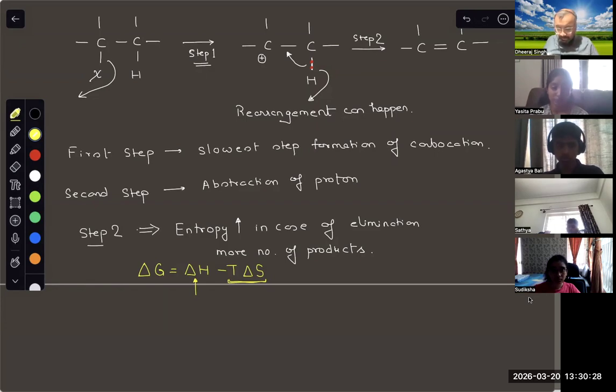Basically, I don't want to tell you unnecessary complicated stuff. Because of the increase in temperature, delta S is positive for elimination. So if you increase the temperature, the T delta S term increases, and because of that, delta G becomes more and more negative. Hence the reaction is favored for elimination. So as a thumb rule, at higher temperature, elimination is favored.